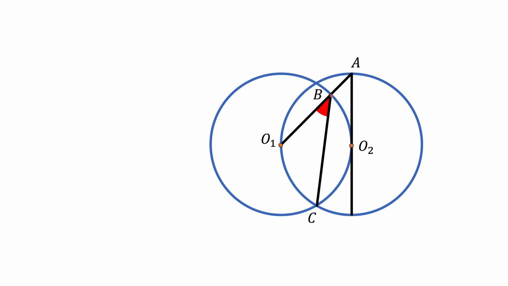And we ask to find the measure of this angle, angle O1BC. And point C is the point of intersection of these circles.